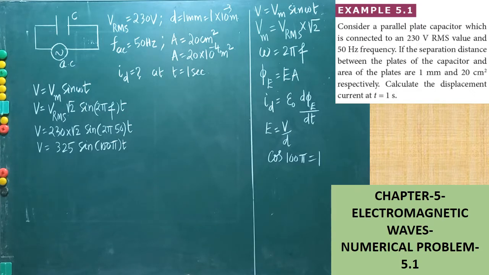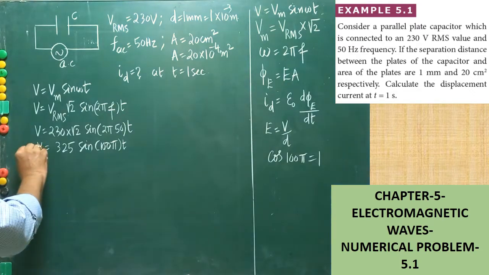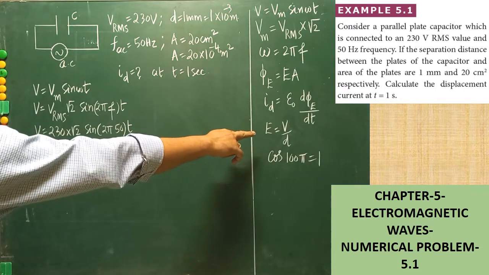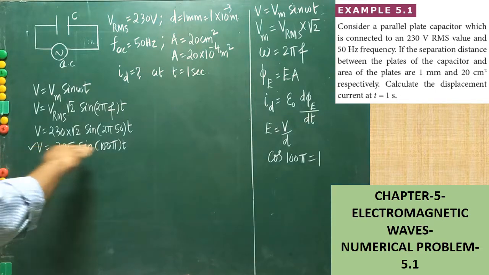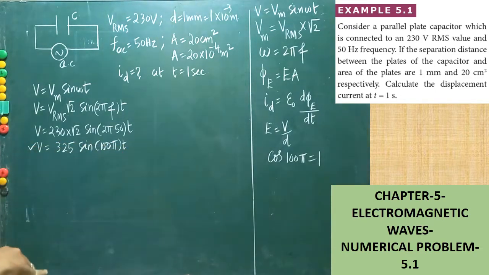Next we are going to use this V. Is it clear here? Are you clear? In this formula we have to use this V. That's why this equation should be kept ready. Are you clear? The next step is id. id is nothing but displacement current.